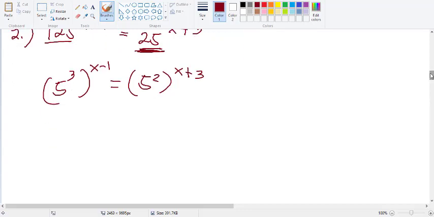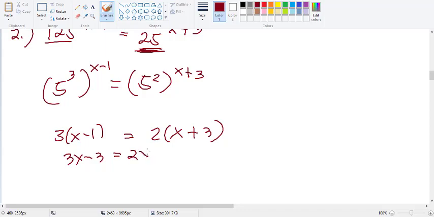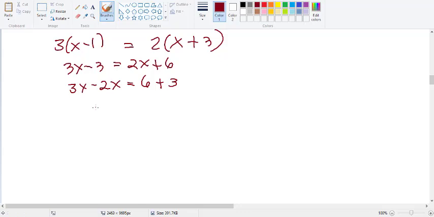Now, using again the 1-to-1 property, we will know that 3 times x minus 1 is also equals to 2 times x plus 3. Now, just solve as is, just the way you solve linear equations, no? So, 3x minus 3 is equals to 2x plus 6. Lipat mo sa kabila itong isa. Then, lipat naman itong kabila sa isa na naman. Okay. And then, 3x minus 2x is just x. 6 plus 3 is equals to 9. So, x is equals to 9.